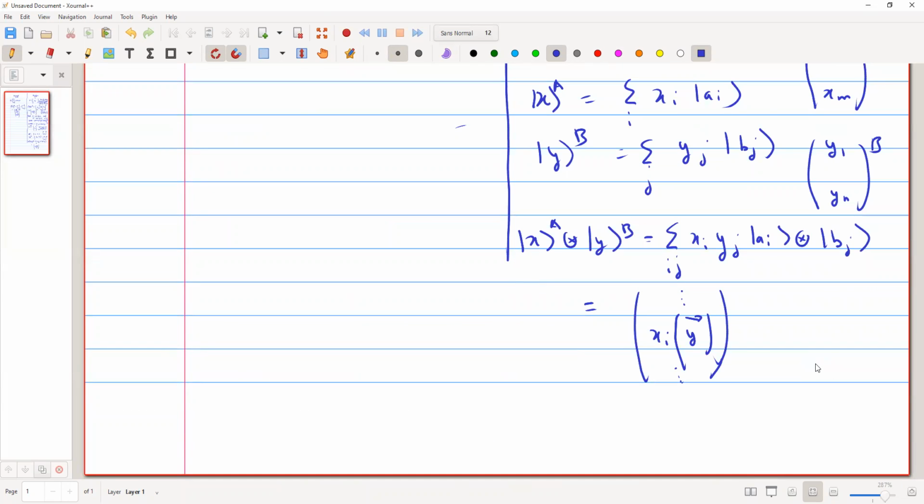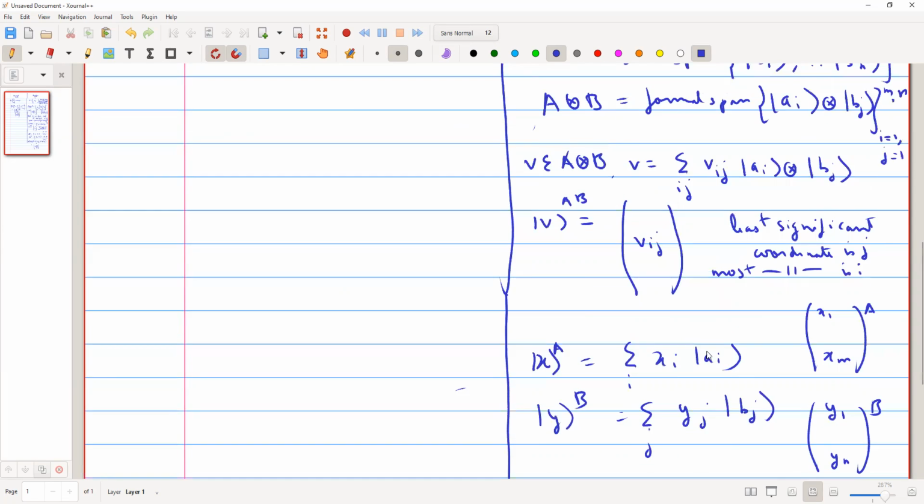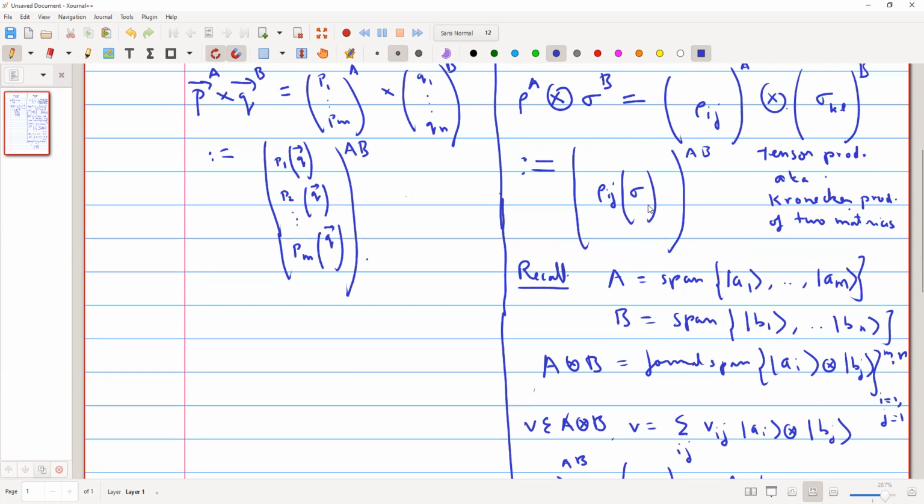So because I am ordering the tensor basis, this ai tensor bj, in the lexicographic order where j is less significant and i is more significant, the ijth coordinate out here will look like this. So the entire n tuple in this lexicographic order will look like this. Okay. And once you choose this ordering of the coordinates, the natural definition of tensor product looks like this. Again, the more significant coordinate is outside, which is now the ij, and the least significant, which is kl, is inside.